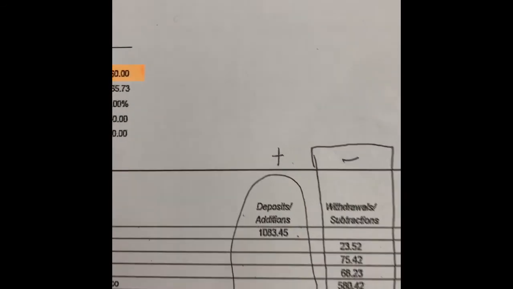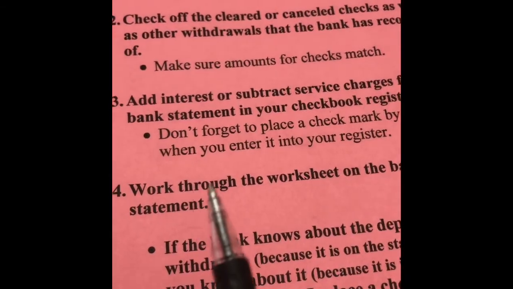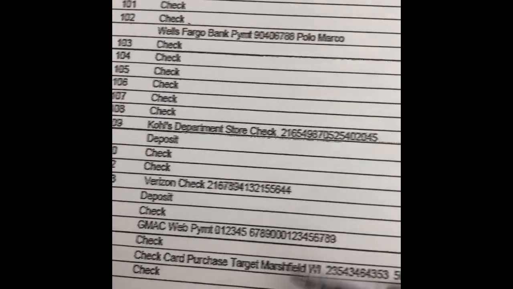And this statement, we had no money paid. So we are not actually going to add any interest into our register at this time. Now, the next thing it says is to subtract any service charges from your bank statement into your register. Well, if there were any charges, we would have seen it down here somewhere in our transaction history.